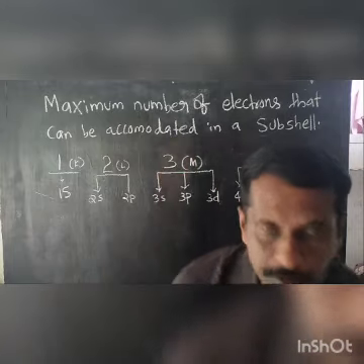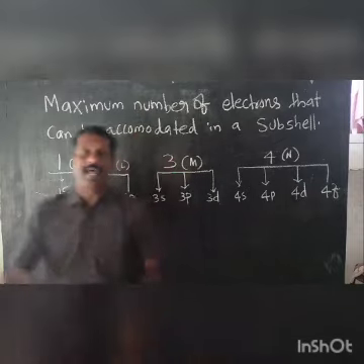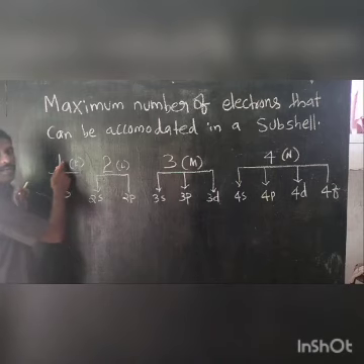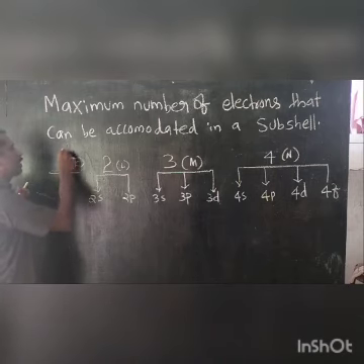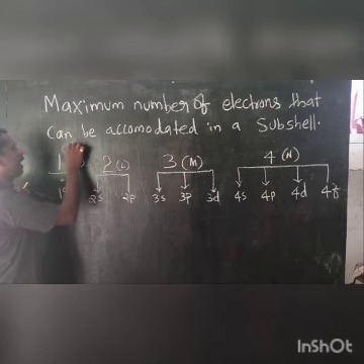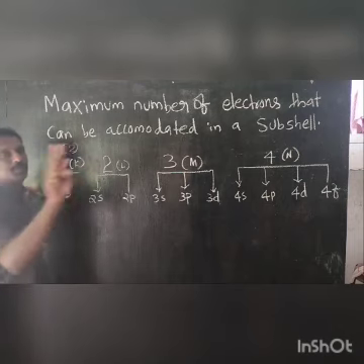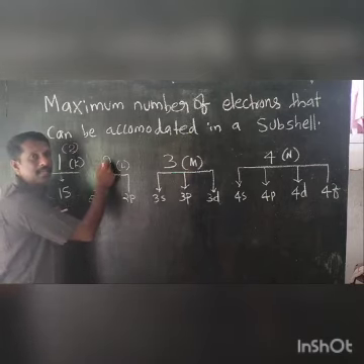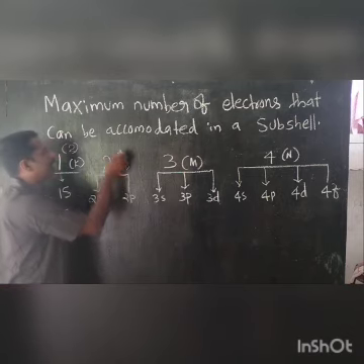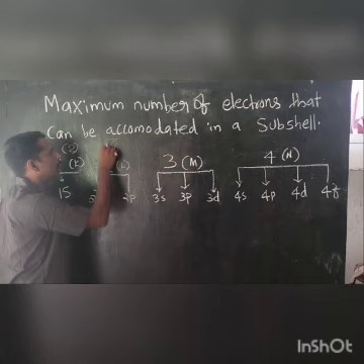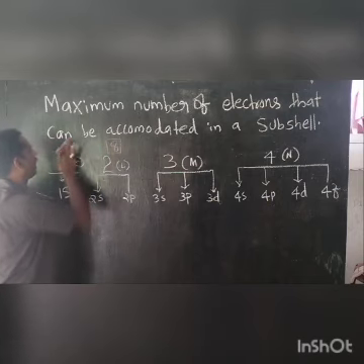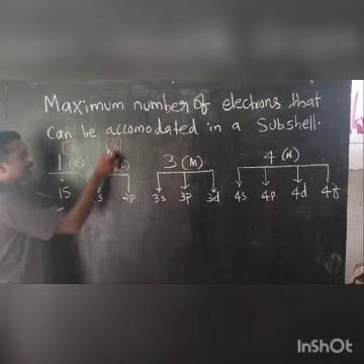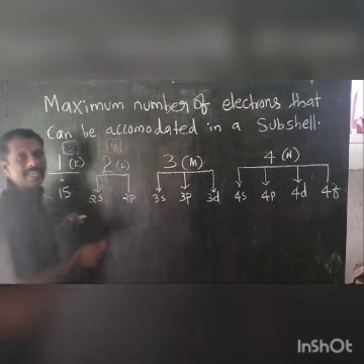Before that, you know the maximum number of electrons that can be accommodated in each shell. The first shell or K shell, what is the maximum number of electrons? The maximum number of electrons that can be entered into the first shell or K shell is 2, that you know. Similarly, the maximum number of electrons that can be accommodated in the second shell or L shell is 8. This also you know.